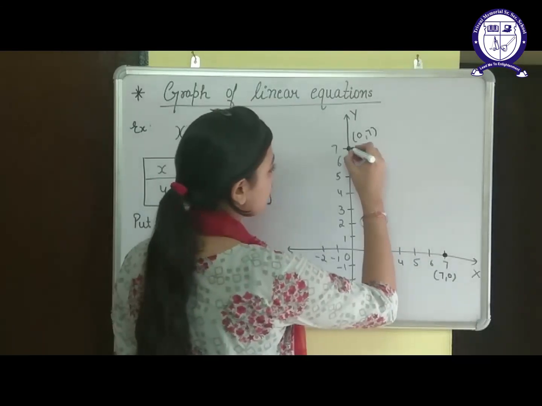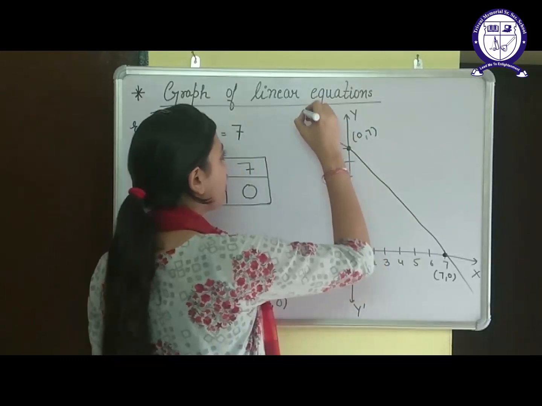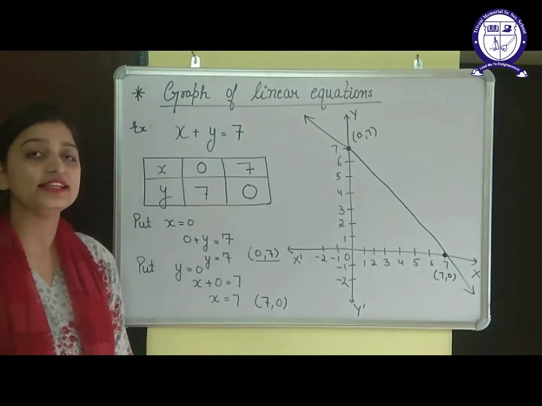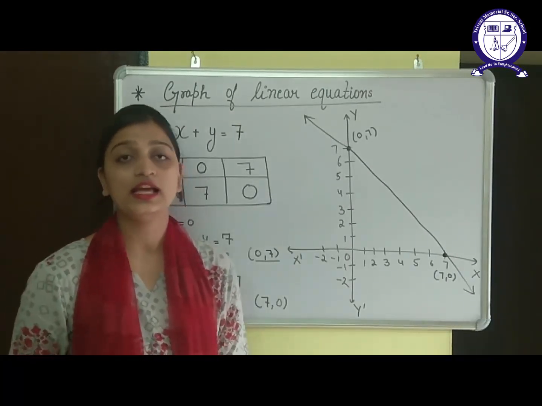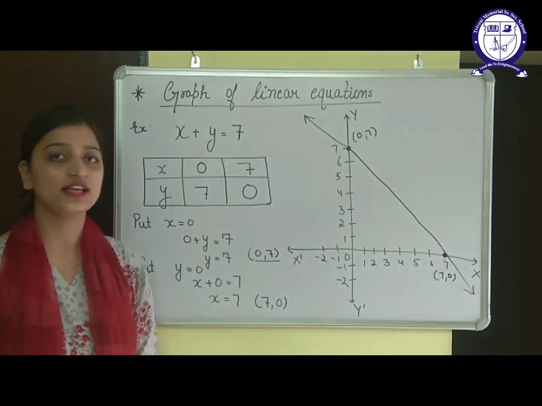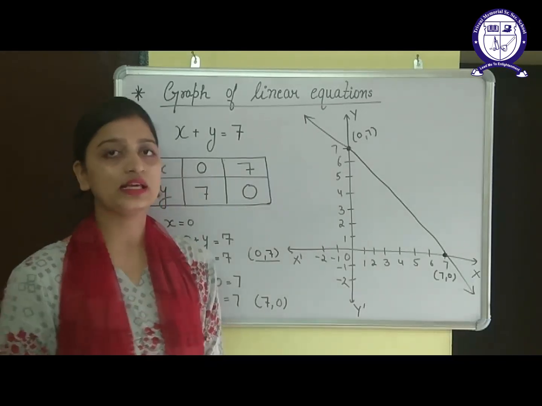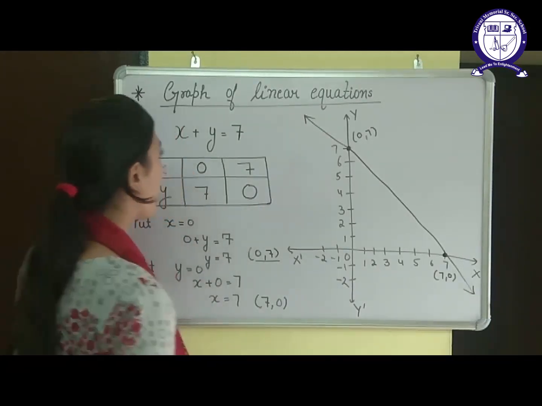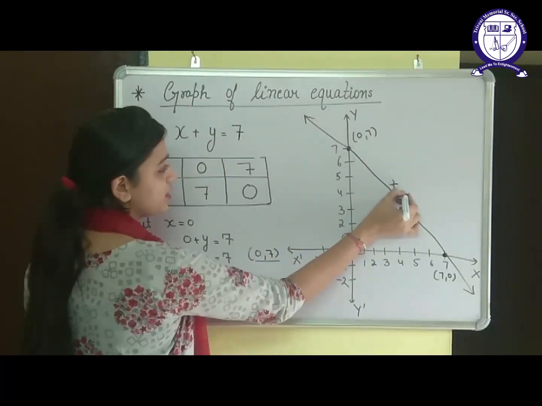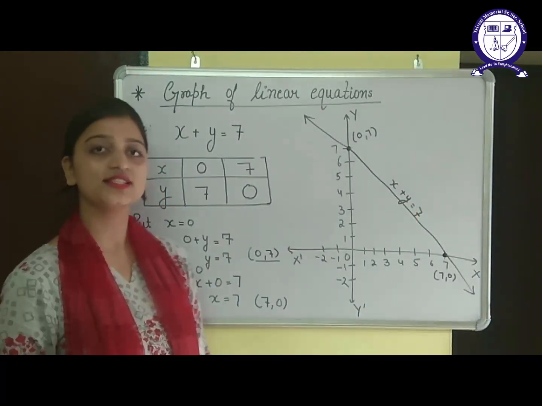The third step was join the solutions. So I will just join these 2 points and draw the line like this. Because it's an extended line, it can be extended indefinitely because I have infinitely many solutions. It's a straight line which is indefinite in length. Now only one thing remains in this question: always write the equation on this line. So I will write it as x plus y equals to 7. And this is the graph of this equation.